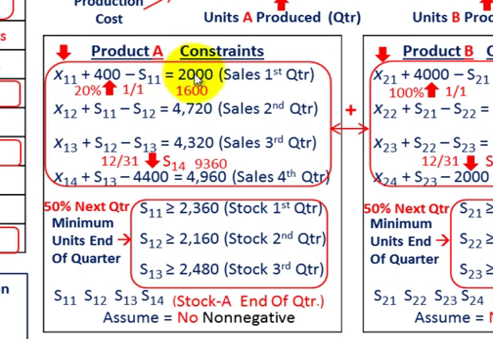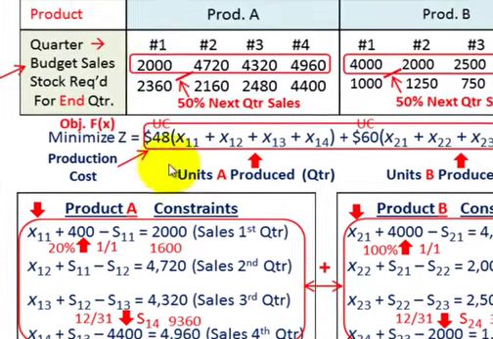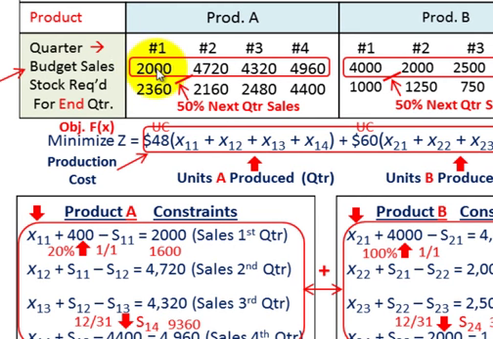So where do we get the 2,000? Those are the budgeted sales for the first quarter. Let's just go up and look at that. Those are the budgeted sales for the first quarter.